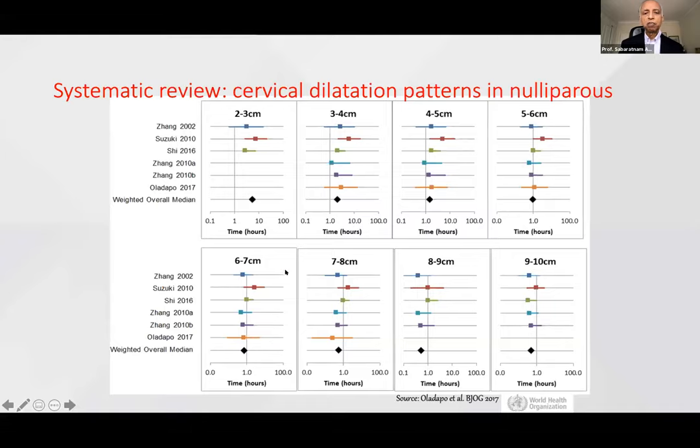But also I want you to observe the possibility of giving a standard deviation. How long can we give a standard deviation? That is given by the horizontal lines. As you could see here, after 6 to 7 centimeters, it narrows down compared to if it is here, it takes nearly 3 to 4 hours for 3 to 4 centimeters to dilate. So in other words, the later the dilatation, they need shorter time for them to come up to full dilatation.